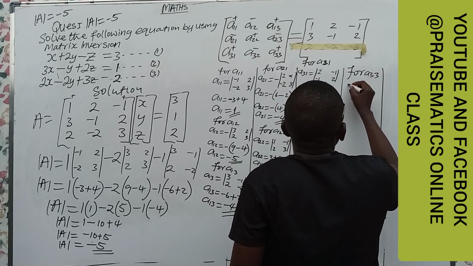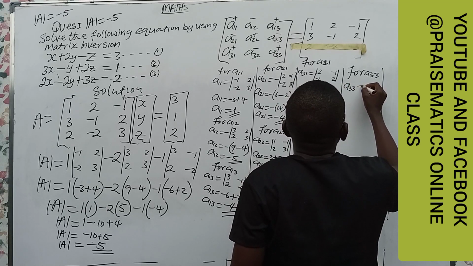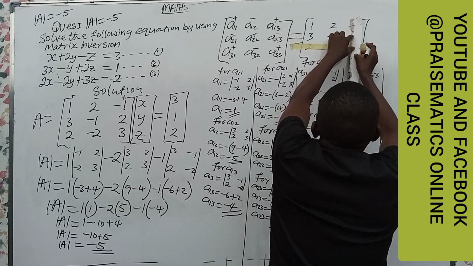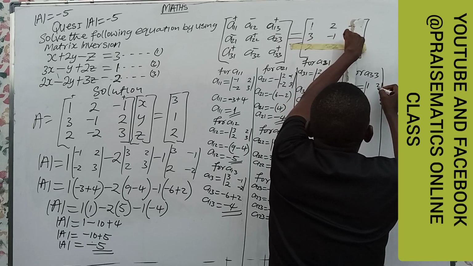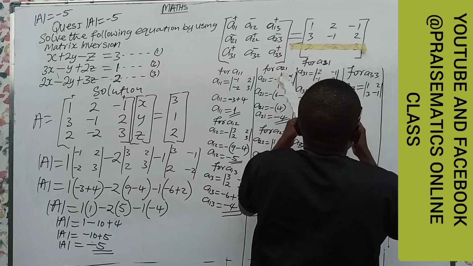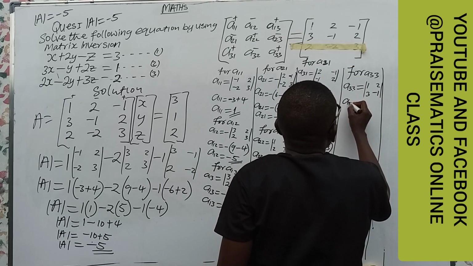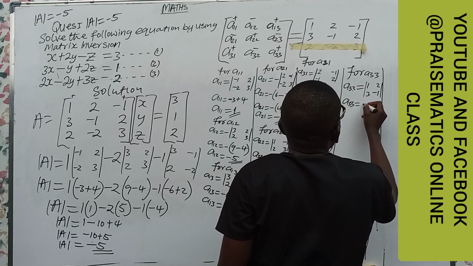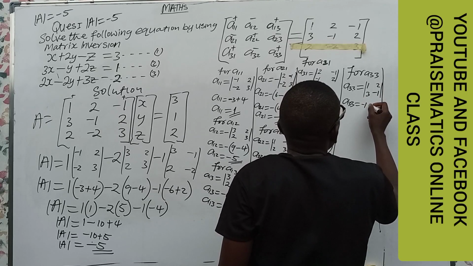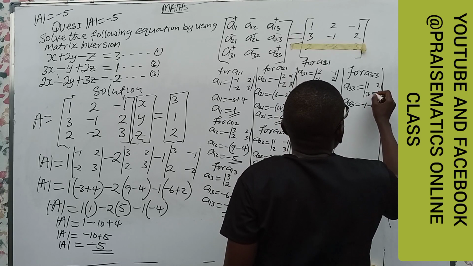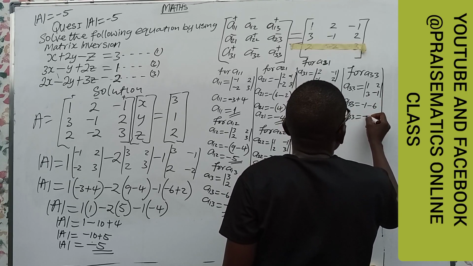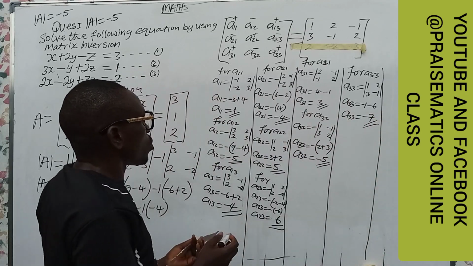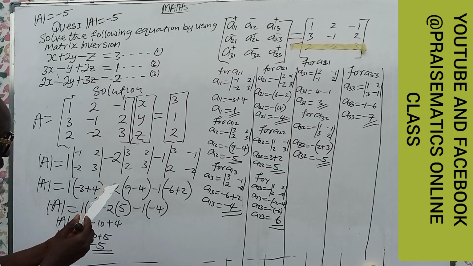For A33 equal to what? We close this. Now what do we have? We have 1 2 3 minus 1. So A33 is equal to this time this, which is minus 1, minus this time this, which is minus 6. A33 is equal to minus 7. And that is how to get this.